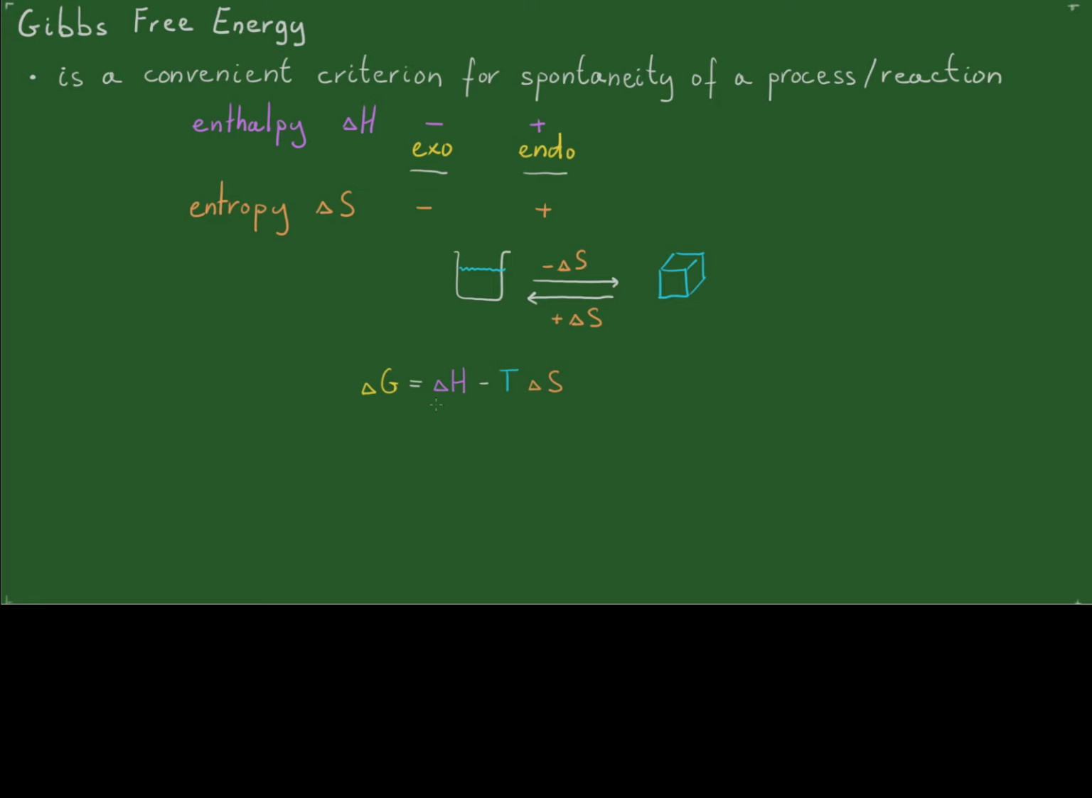The great thing about a delta G value is that we can easily ascertain whether a reaction would be spontaneous or not. If delta G is negative, the reaction will be spontaneous. And if delta G is positive, the reaction will be non-spontaneous.